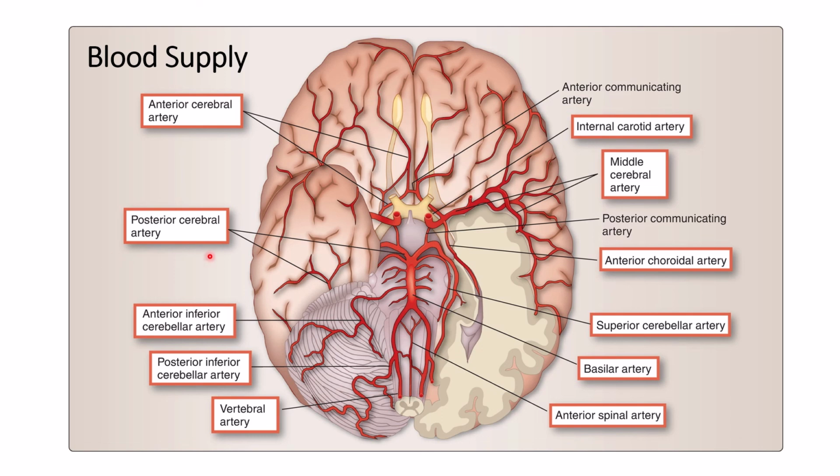Posterior cerebral. So these are cerebellar, this is cerebral. This is the internal carotid. The internal carotid comes and gives branches to the middle cerebral artery and anterior cerebral artery. The two anterior cerebral arteries are connected to each other, and that's called the anterior communicating artery. Also the middle and posterior cerebral arteries are connected to each other, and that's called the posterior communicating artery.